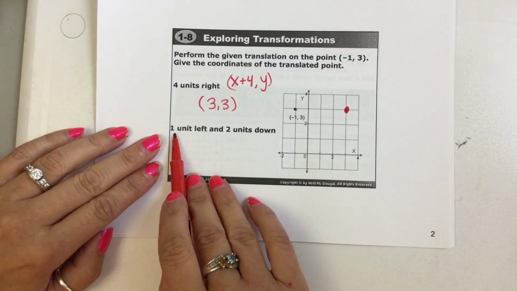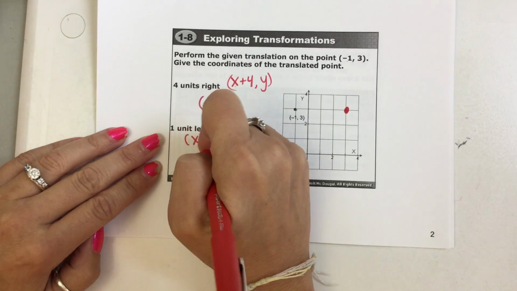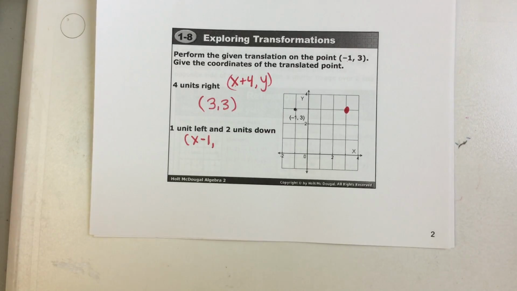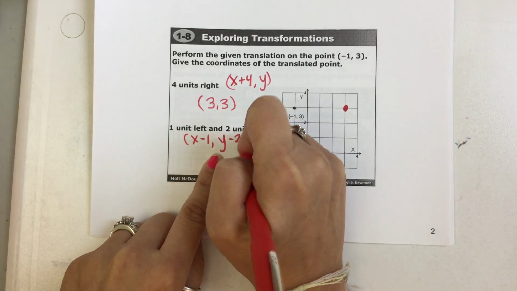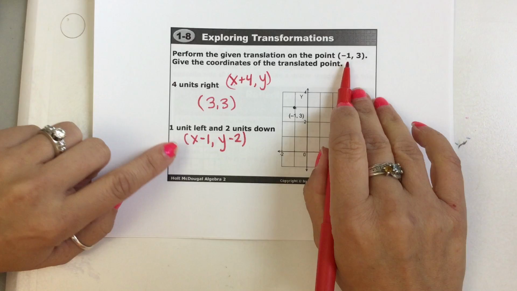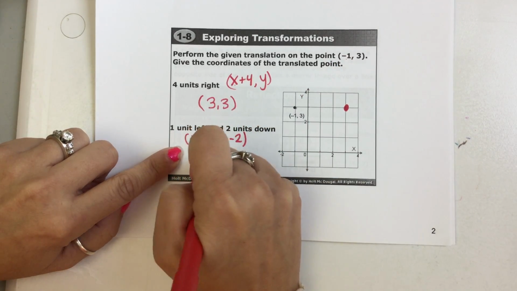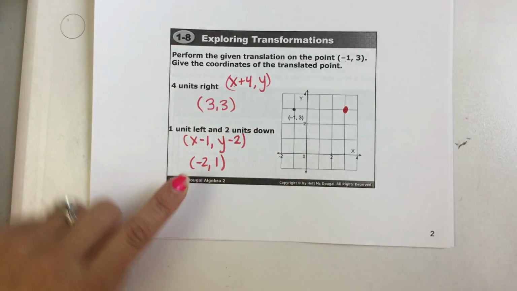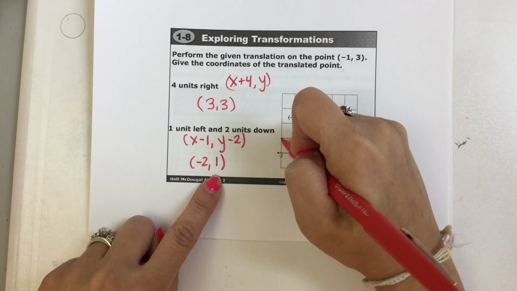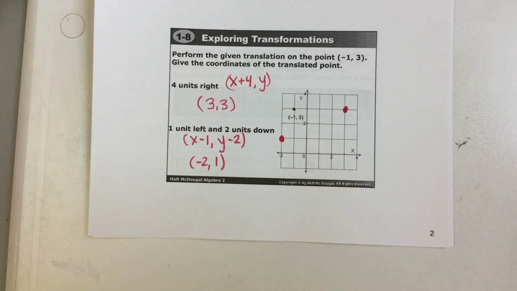Let's look at another one. If I want to go 1 unit to the left, going left or right changes the x. If I want to go to the left, I subtract 1. Then it's 2 units down. If I want to go up or down, I change the y. To move it 2 units down, I subtract 2. My original x was -1, so -1 minus 1 more would give me -2. My original y was 3. 3 minus 2 is 1. So I go to the left 2, up 1. This point is 1 left and down 2 from the original.